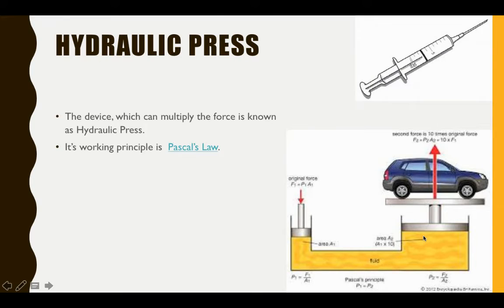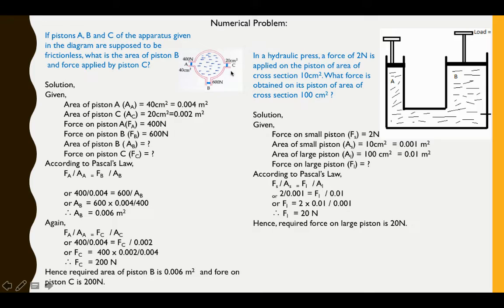Here we have a numerical problem. This is an enclosed vessel containing liquid having three pistons A, B, C. According to the diagram, the area of piston A is given as 40 square centimeter; converting into SI unit, we divide by 100 twice, so it becomes 0.004 square meter. Area of piston C, A_C, is 20 square centimeter. Dividing by 100 twice, it becomes 0.002 square meter.